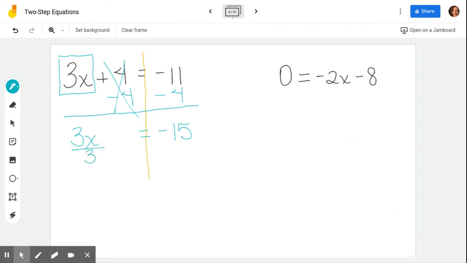And again, you've got to keep your teeter-totter level. So I'm going to divide the right side by 3. And then straight down my columns. 3x divided by 3.